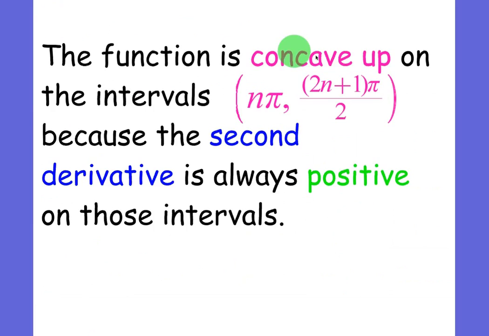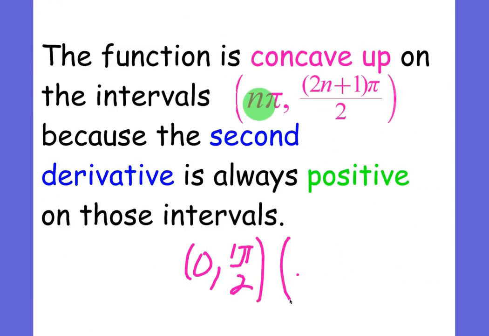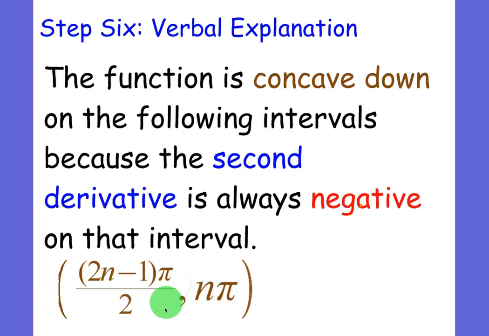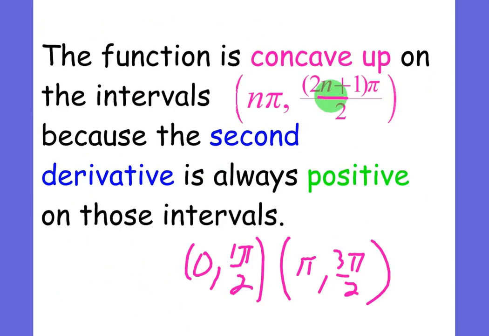So we just need to come up with a formula for concave up. This one will be concave up on the intervals n pi to (2n plus 1) pi over 2. The reason this will work, let's say we plug in 0 for n, we'd get 0, comma 1 pi over 2, which was our first interval for concave up. If we plugged in 1 for n, we get pi, comma (2n plus 1) pi over 2, which would give us 3 pi over 2, and so on and so forth. So you need these formulas in order to determine where tangent's going to be concave down and concave up for any interval, not just from 0 to 2 pi.